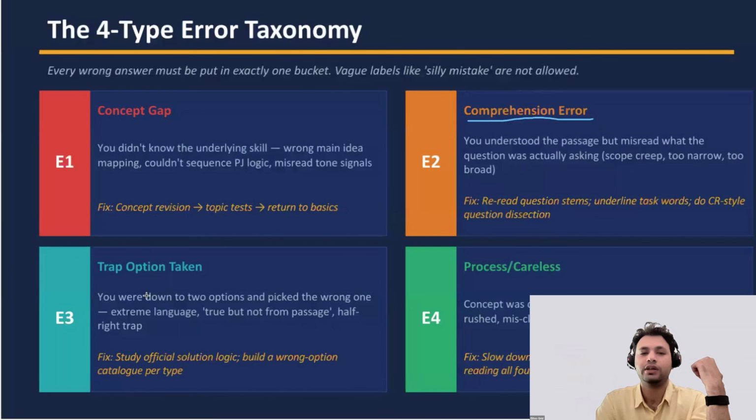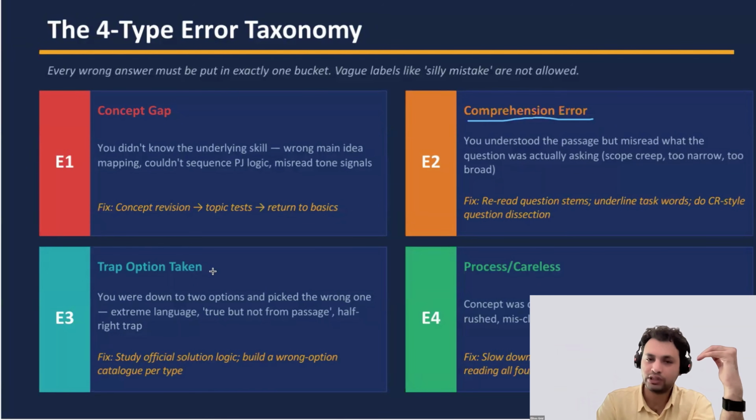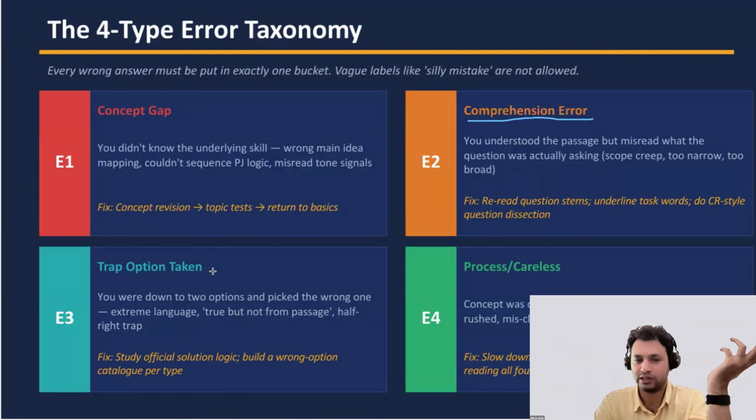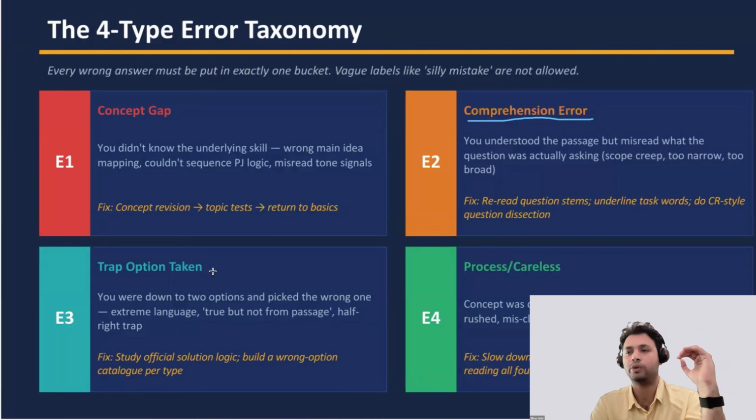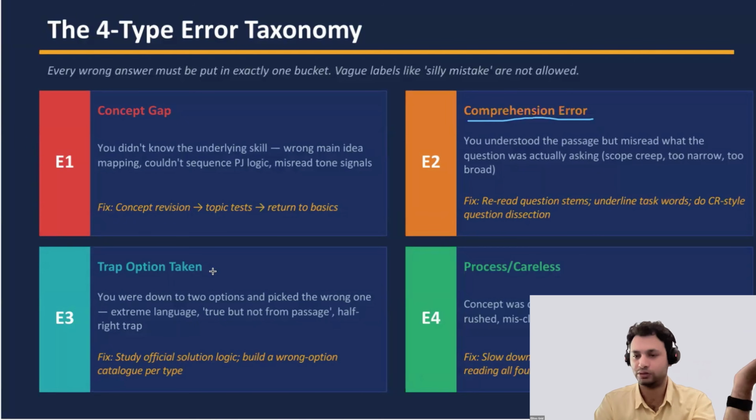Okay. Then you have an option problem. You understood the passage, you understood the option, you understood the question, but you did not eliminate the options correctly, right? You were down to two options, and this is going to be the problem for a majority of you, that you eliminated two options, you are now down to two options, and then suddenly you just picked the wrong option.